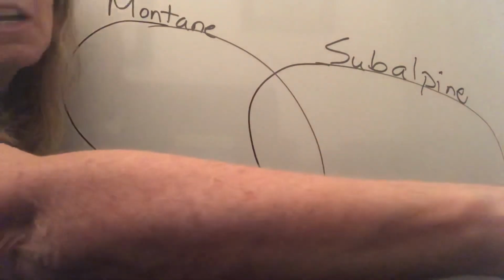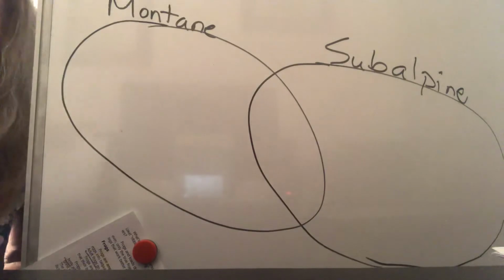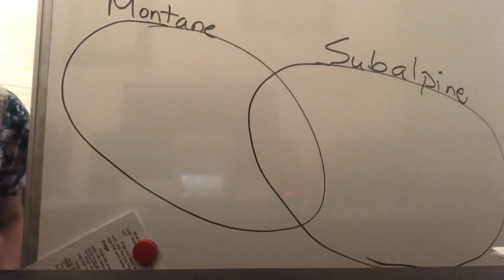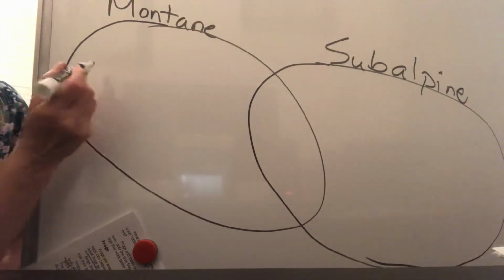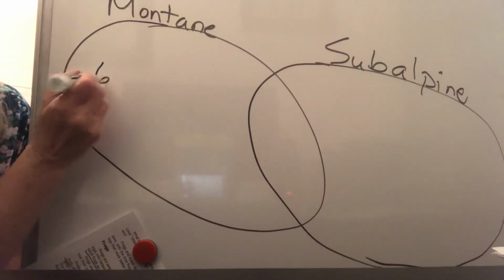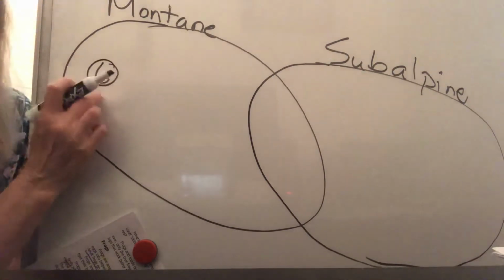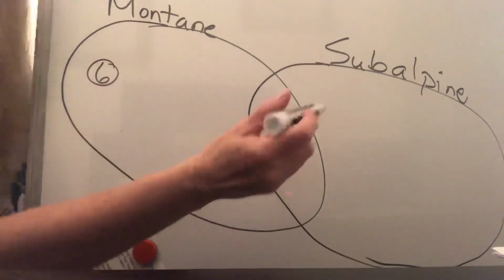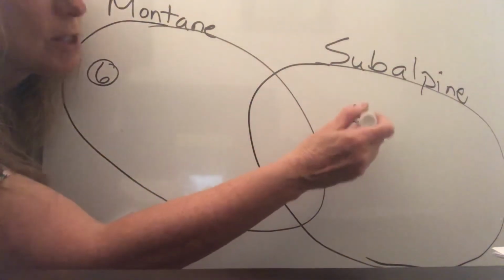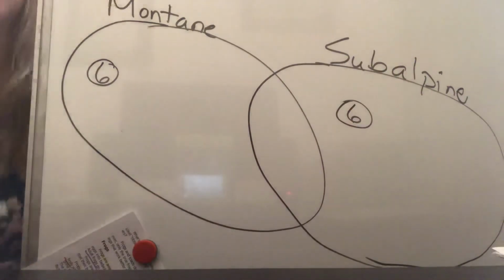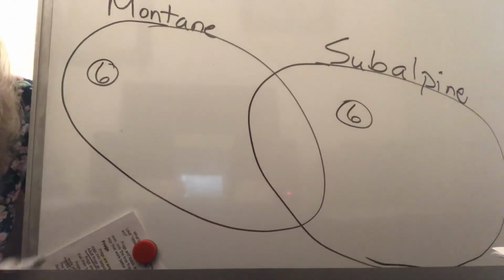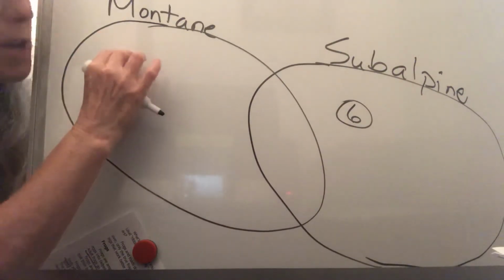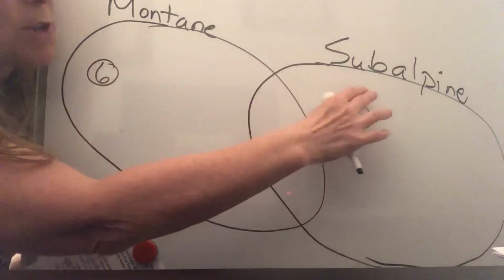Now, I've already done it. Yes, I get up early in the morning. So I found 6 things over here, how a montane was different, which means I also found 6 over here, okay? So remember that what you write here should go with what you write here.